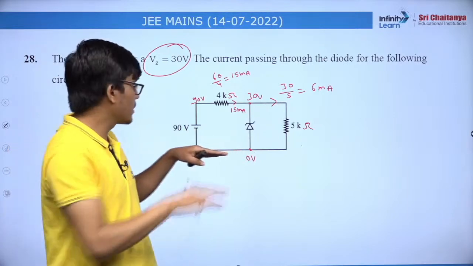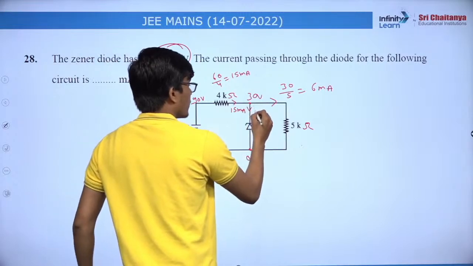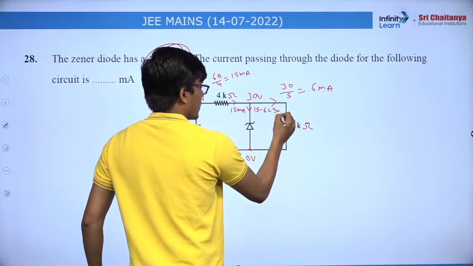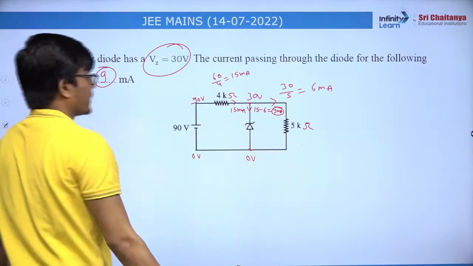15 is coming, 6 is going into that load resistance, so how much current will go in the Zener diode? 15 minus 6, that is 9 milliampere, right? So the answer should be 9.